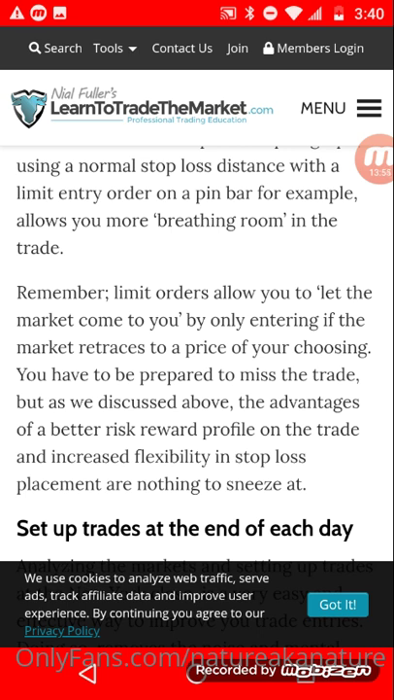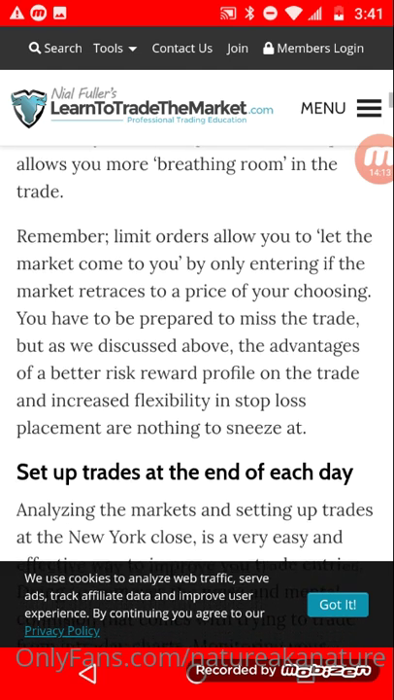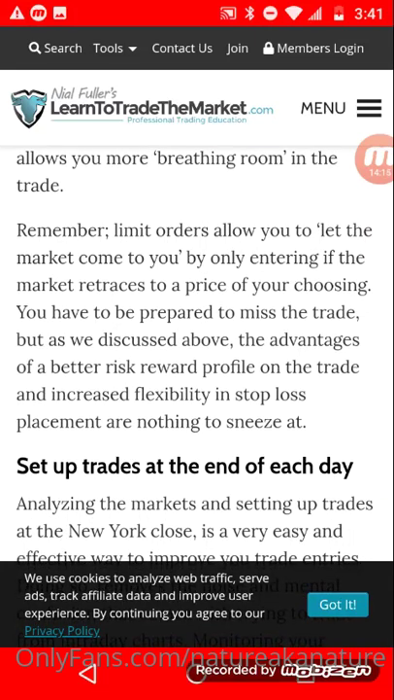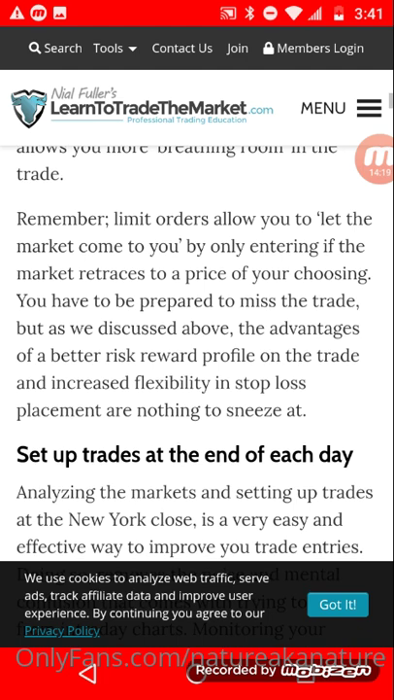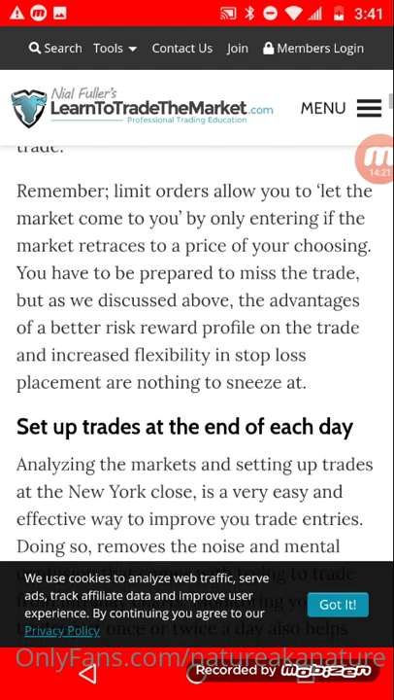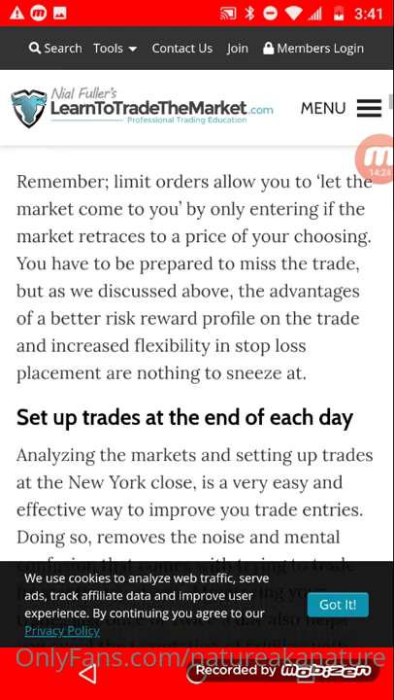So remember, limit orders allow you to let the market come to you by entering on retracements, at the price of your choosing. If you prepare and if you study, then you won't miss the trade. The advantages are a better reward risk ratio when you enter the trade, and it increases your flexibility.